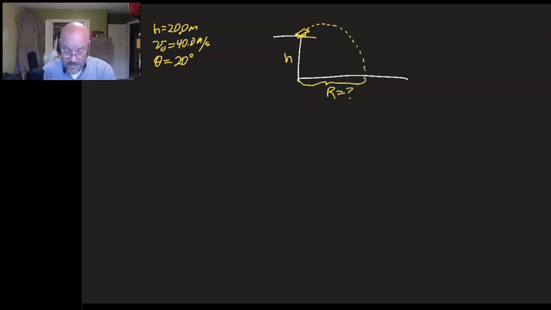Okay, and we're going to ask the same question. We're going to say, okay, given that those parameters are all the same, except we're going at 20 degrees instead of 0, how far does it go now? So what we're going to do is, again, we'll start by breaking it up into vertical and horizontal components. So I'm going to start my analysis with the vertical aspect of things.